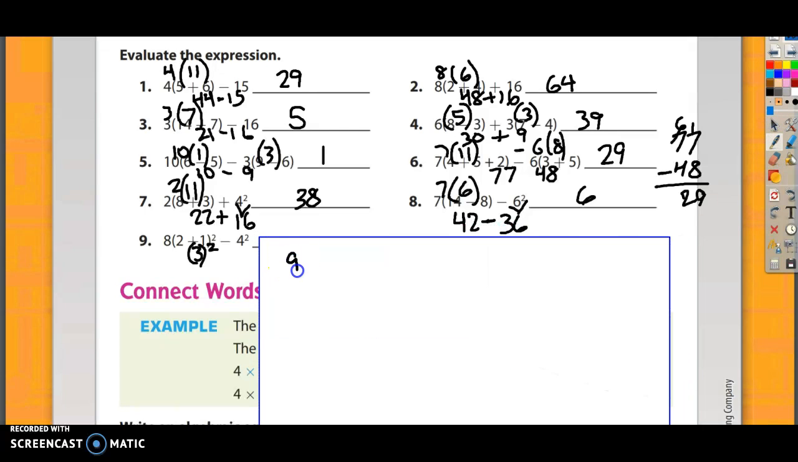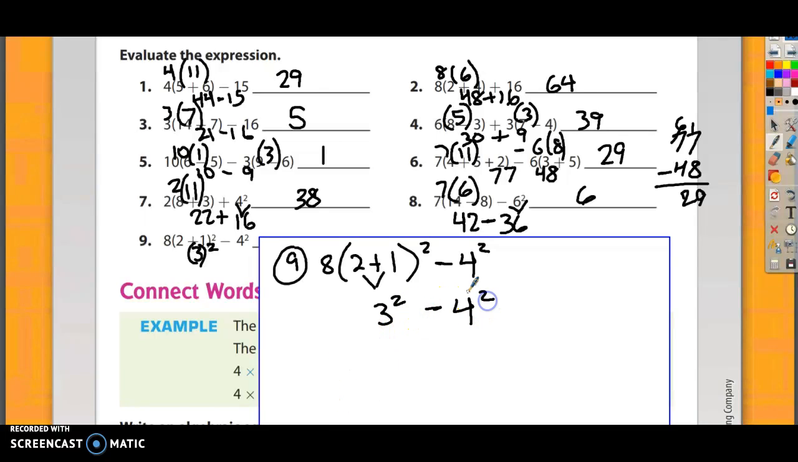All right, number 9 is 8 parentheses 2 plus 1, that's squared, minus 4 squared. So let's follow the order of operations. We've got 2 plus 1 is 3, and this 2 goes on the 3 here. And then I've got minus 4 squared. Now you also have this 8 that you want to multiply by 3, right? But 8 times 3 would not go, and it doesn't matter where you put this parenthesis.